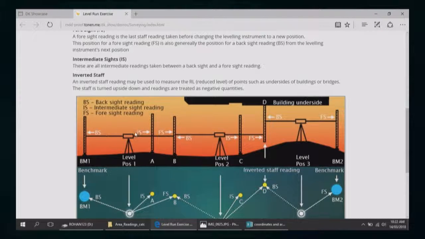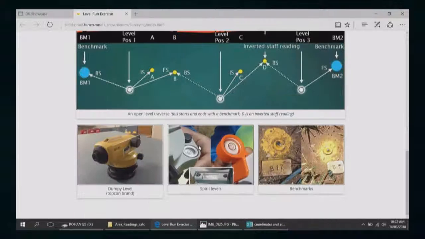So generally you put a level in a position and you take readings. That's a backsight and that's the foresight. And anything in between is an intermediate sight. And students start understanding that the foresight is actually, when you move the level, that same foresight becomes a backsight for the next reading. So I put the leveling terms.